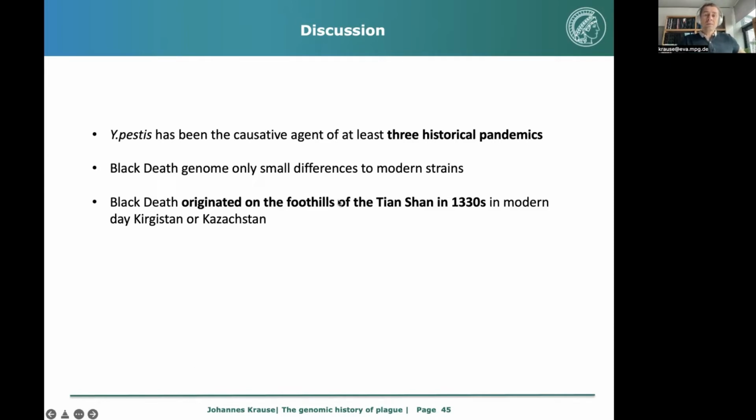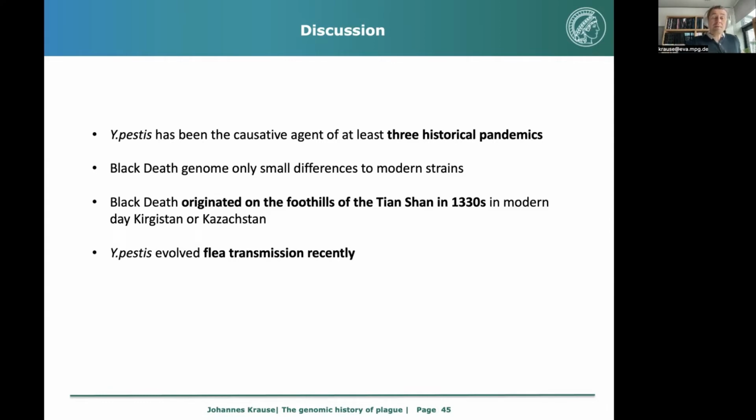What's also cool is that we have now found likely where it originated, in the foothills of the Tian Shan Mountains, so in modern day Kyrgyzstan or Kazakhstan, probably in the 1330s. I mean, we have gravestones with the person died of plague on it. So that's really cool. It's, you know, as good a date as you can get when it's even written what the person died of.